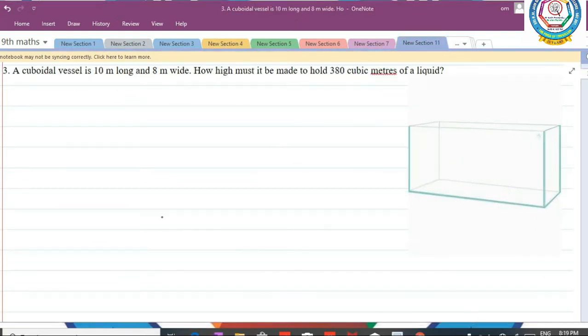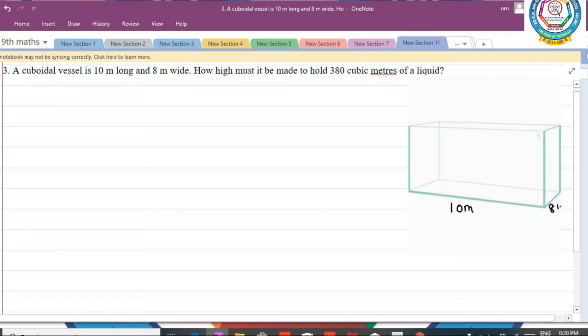Sum number 3. A cuboidal vessel is 10 meter long and 8 meter wide. How high must it be made to hold 380 cubic meters of liquid? This is one of the cuboidal vessels. 10 meter long. Then 8 meter wide, that is breadth. How high must it be made to hold 380 cubic meter? So the capacity of the cuboidal vessel is given, 380 meter cube.